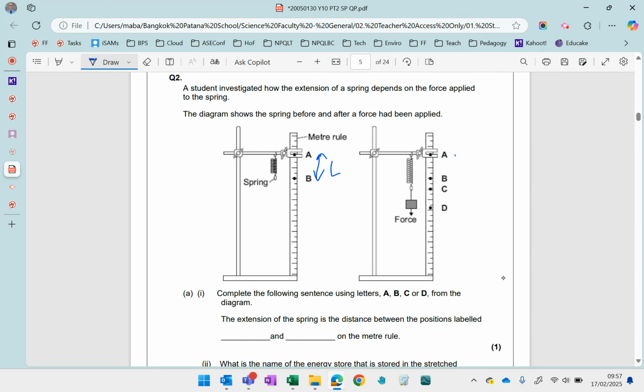Okay, so you can see A to B over here is the unstretched length of the spring. But now the spring has got a new length. So this is like length 1, and now it's got a new stretched length, which is length 2. And the extension is the difference between those two lengths, right? So it's from B to C. That difference there, that's the extension of the spring.